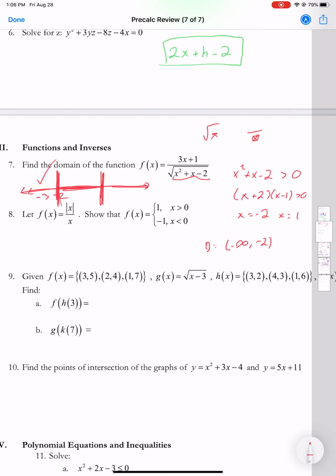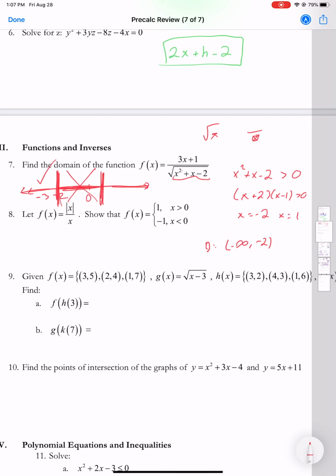Let's check our next group, the thing in the middle, between negative 2 and 1. We can use 0 in there. If I plug in 0, 0 squared is 0, plus 0 is still 0, minus 2, that would give me negative 2 under the square root. That's not allowed. So this group of numbers actually does not work for this function.